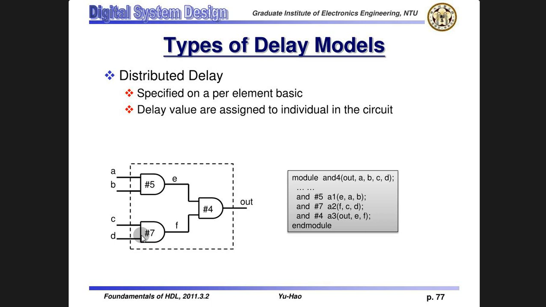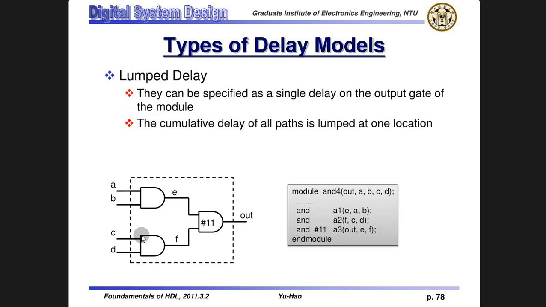Suppose in one specific module we used 10 circuits. Now in this picture we have 3 AND gates. The delay for each and every AND gate will be calculated and summed up, and it will provide the total distributed delay. That's why we say per element basis: each element will provide a specific delay, and that delay will be calculated. So that is known as the distributed delay.